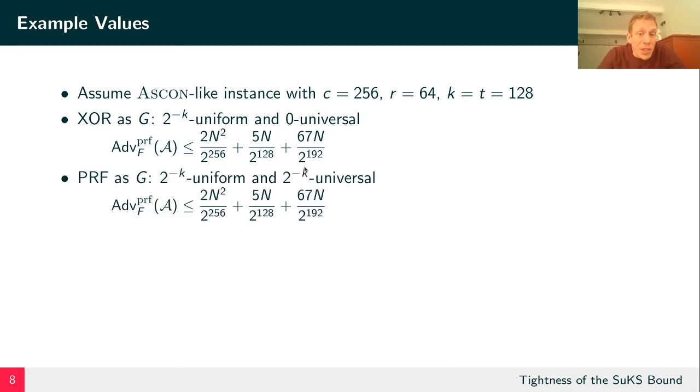If you take a PRF as G, a PRF is 2 to the minus k uniform and 2 to the minus k universal, we get a comparable bound. And we see that this multi-collision term is 5 here and 67 there, where I would like to note that the first two terms in the bound are typically dominant. Also in this example, the third term gets a bigger term mu, but it has a huge denominator, so this term is not dominant in the bound.